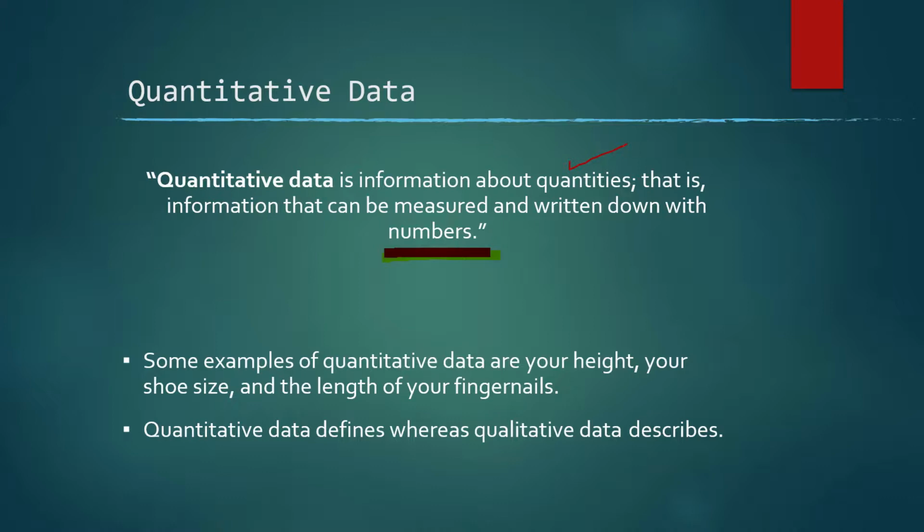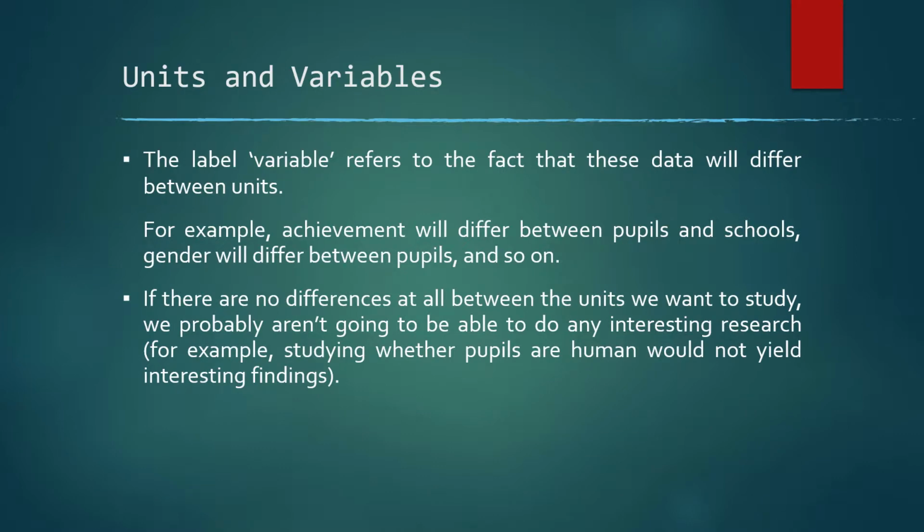Well, what are some examples? Examples of quantitative data are your height, your shoe size, or the length of your fingernails. See, quantitative data defines, whereas qualitative data, which we're again going to look at later on, describes. Okay, so defines versus describes. What quantitative data does, it defines a variable in terms of numbers, or it quantifies a variable.